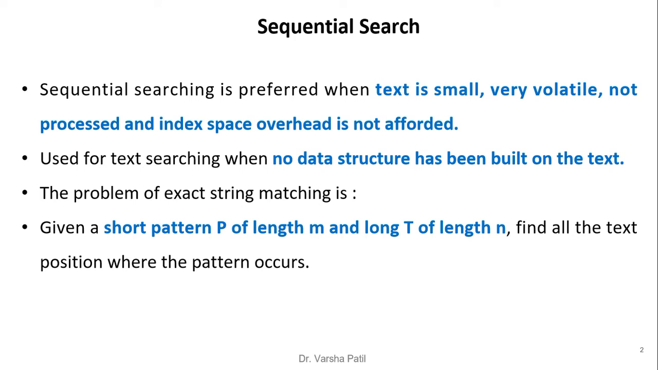Sequential searching is preferred when the text is small, very volatile, that is continuously changing, not processed, and the most important point is that the index space overhead is not affordable. It is used for text searching when no data structure has been built on the text.